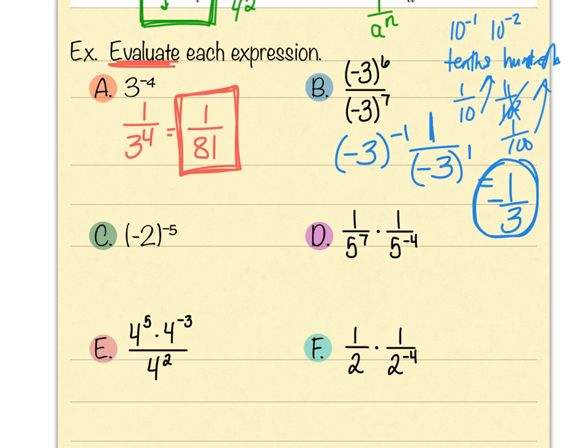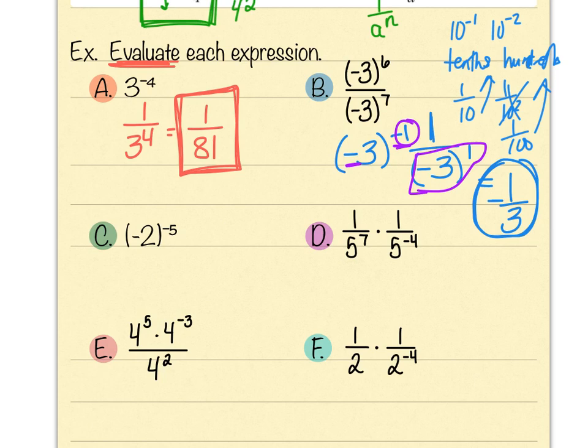So it's not the negative exponent that made it negative, it was the negative base that made it negative, and I still have an odd exponent, so it's still going to be negative. It's just that negative 3 to the first is the same as 3. Let's look at that one. Might have been a little confusing. Let's look at the next one. This might clear things up a little bit.